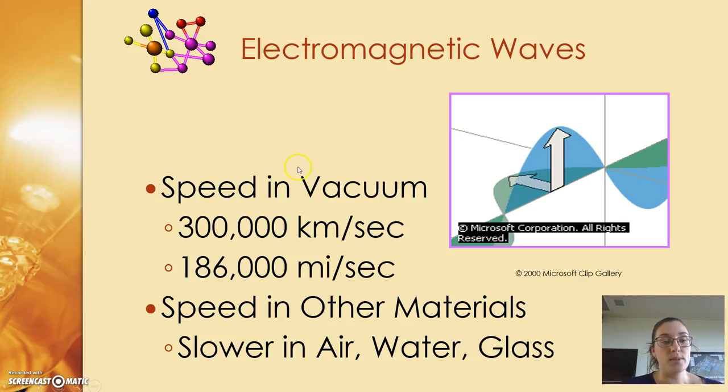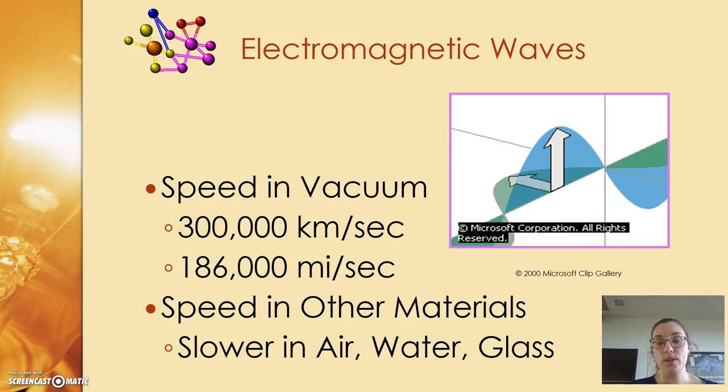Some properties of light: its speed in a vacuum is 300,000 kilometers per second, or if we're looking at it in miles, some questions, if we're looking at an American textbook, might have them in miles. Its speed in other materials is generally slower than in a vacuum. So air is slower than a vacuum, and water is slower than a vacuum, and again, so is glass. So light slows down depending on the material.